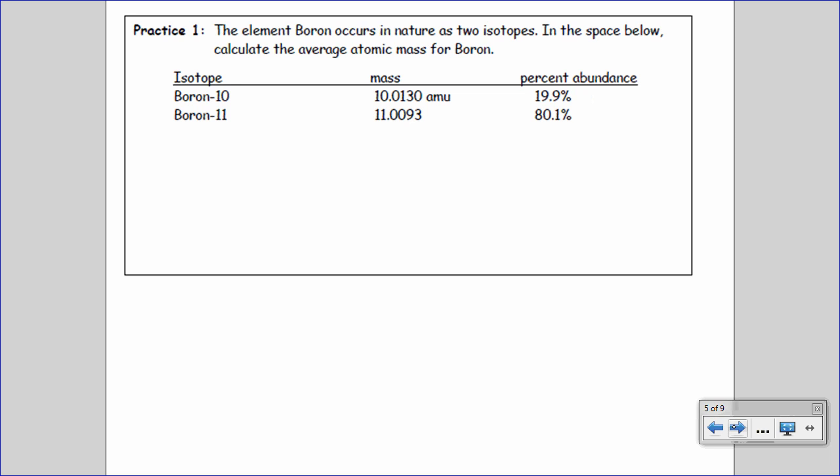Let's do some practice on these so you can see how I put them together. You'll often have 2 isotopes, but sometimes you'll get 3. So the first step is you multiply the mass by its percent abundance in decimal form. So for this first one, we got 10.0130 AMU. And I got to multiply that by the decimal form of 19.9. So I'm going to move that decimal place 2 to the left, times 0.199. Okay, I'm going to find an answer there.